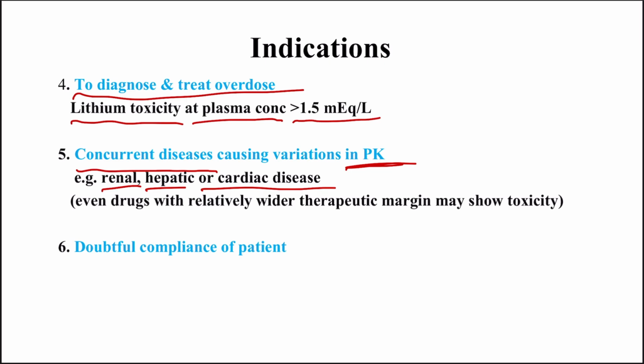So in that case we need to know about the plasma concentration of the drug, and we have to monitor the dose accordingly. And for conditions like renal conditions, hepatic conditions, we actually calculate the dose taking into consideration all the renal and hepatic parameters also. Next, in case we are doubtful about the compliance of the patient, that is we are thinking whether the patient is taking the medicines properly or not, in that case also we can do therapeutic drug monitoring to look for the concentration of the drug in plasma.